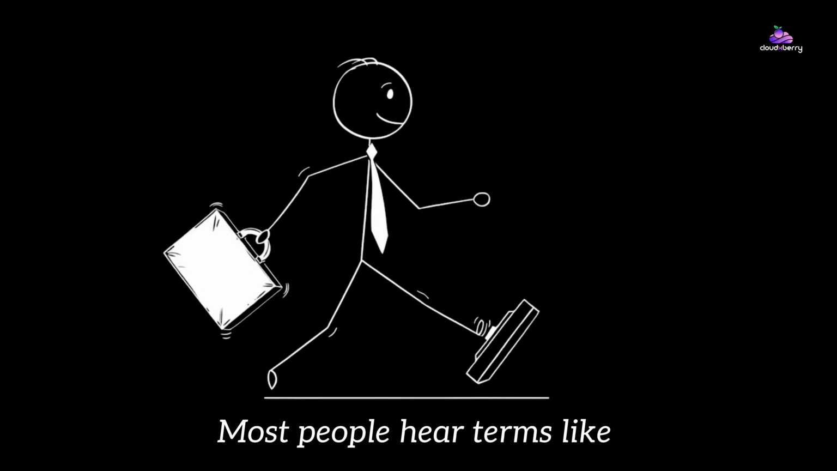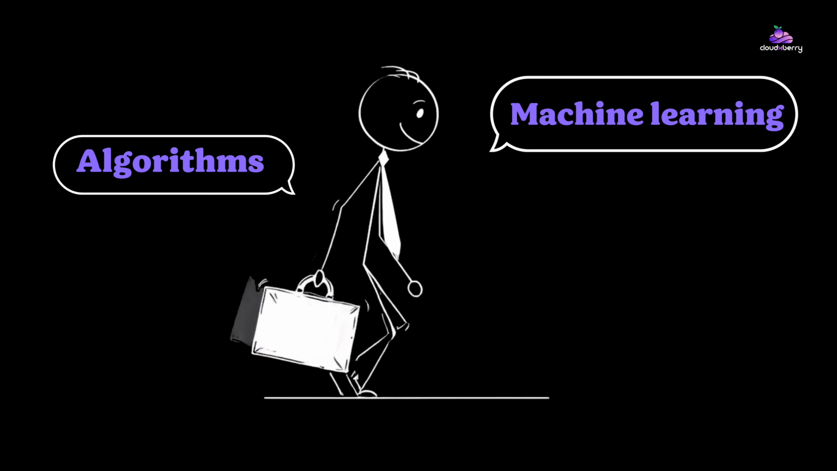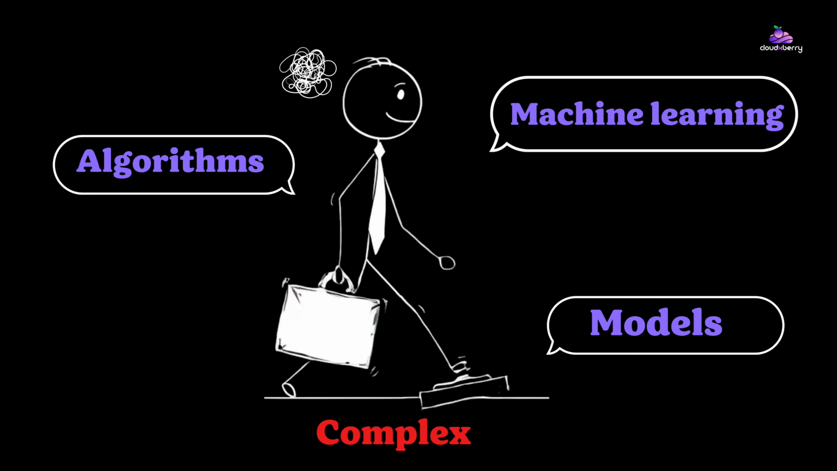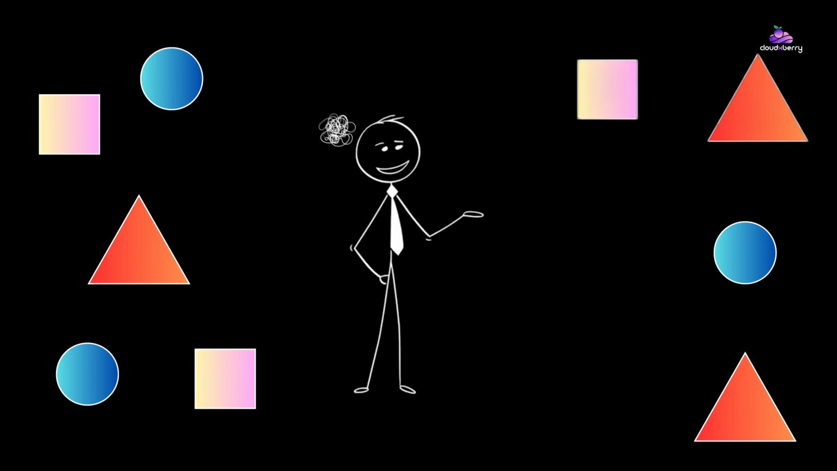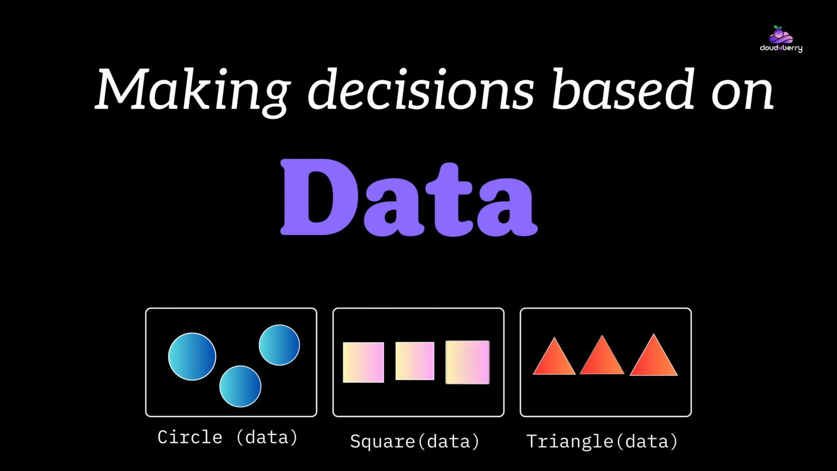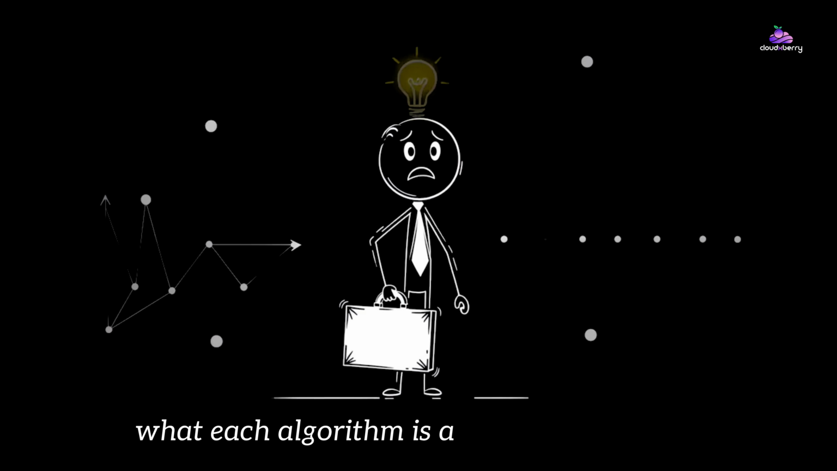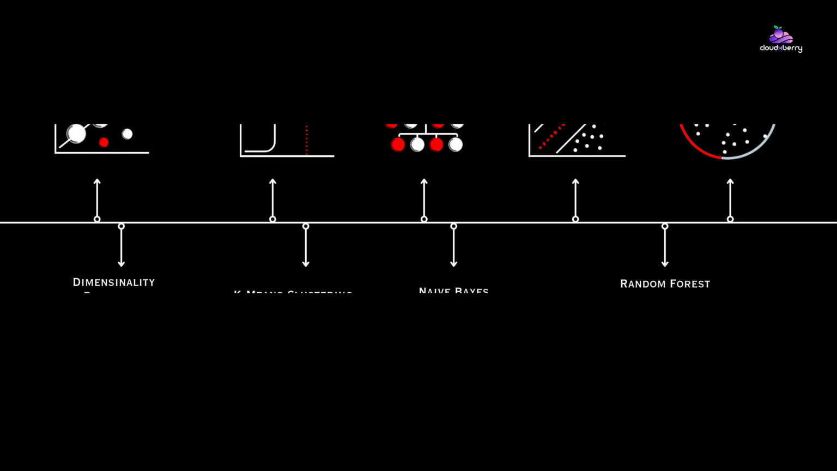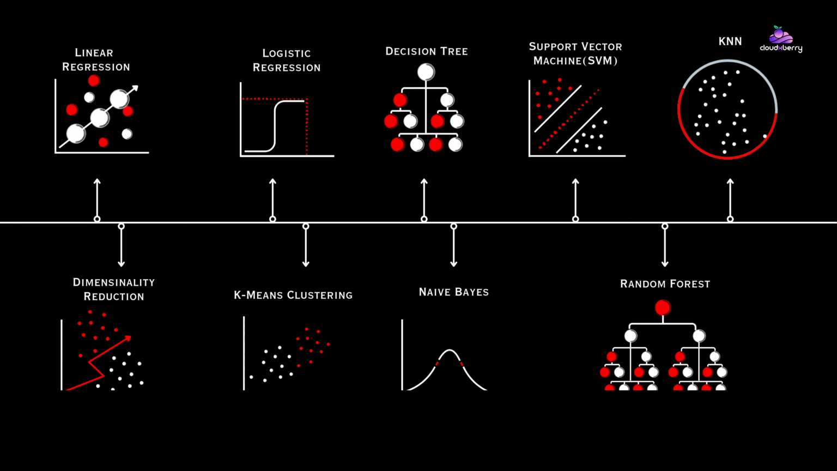Most people hear terms like machine learning, algorithms, models, and immediately assume it's something extremely complex. But the truth is, machine learning is just about recognizing patterns and making decisions based on data. Once you understand what each algorithm is actually trying to do, everything starts to feel much simpler. So instead of memorizing names, let's walk through the most important machine learning algorithms with real-world intuition and practical examples.